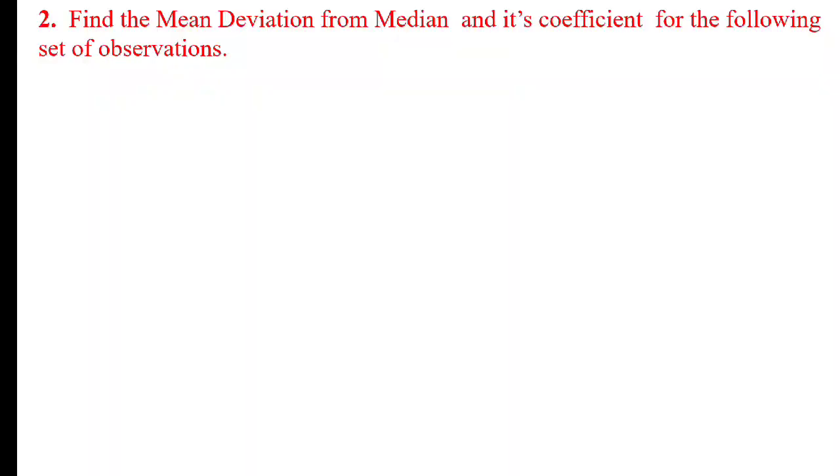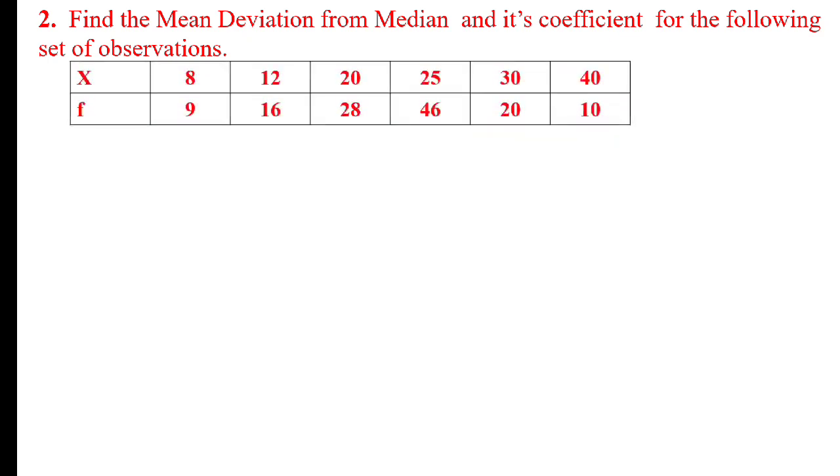Here, another problem we are going to explain, mean deviation from median. How to find it? We know very well how to find median. We studied it in the previous unit. In the same way we are going to apply it. So the problem will be considered: x values 8, 12, 20, 25, 30, 40, and f values 9, 16, 28, 46, 20, 10.